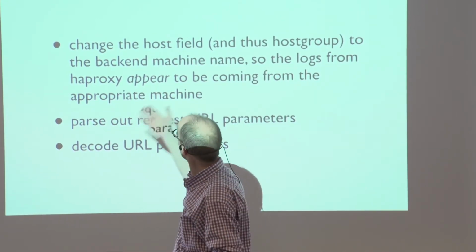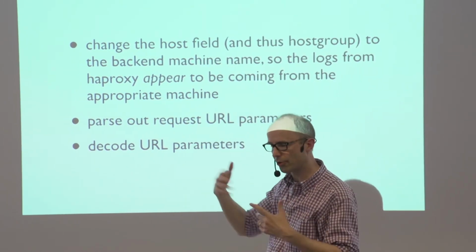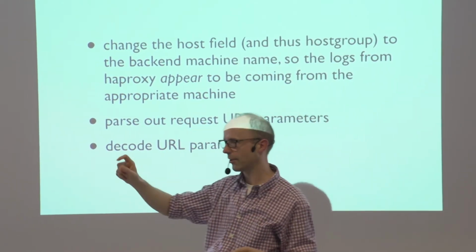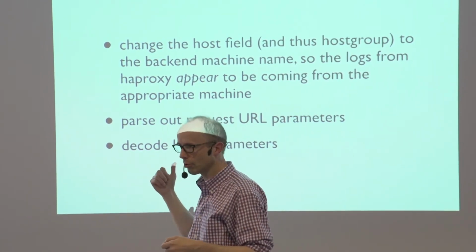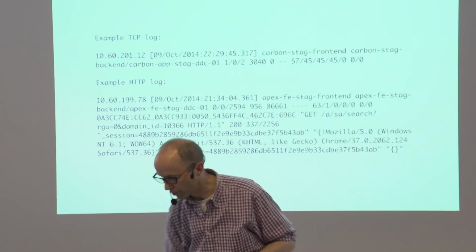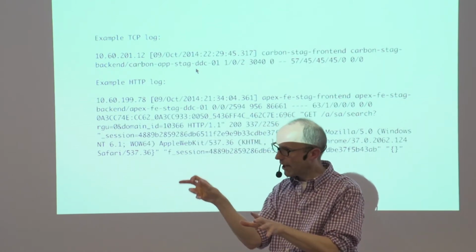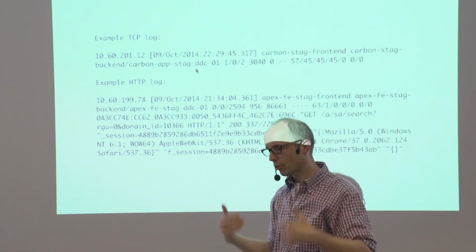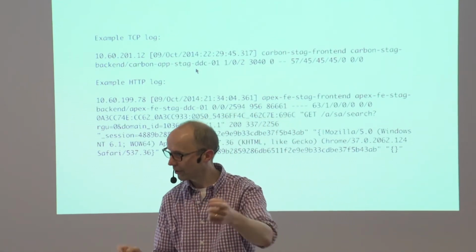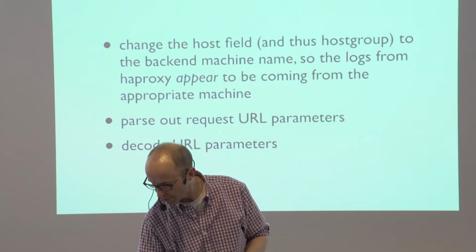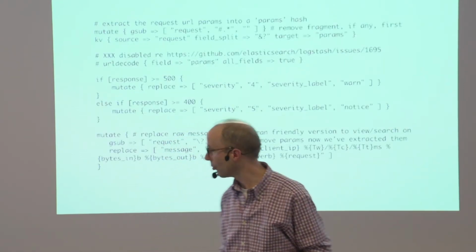All this stuff's being streamed in, and one of the things we get Logstash to do is to change the host field, because all this stuff comes with the host field set to the HAProxy. But we get Logstash to parse those logs, extract the actual back-end machine, which is like carbon, and substitute that name for the host name. So it looks downstream as if those logs came from the system that handled the request. That's cool. We also parse out request URLs, decode the URL parameters, and it's all fancy.